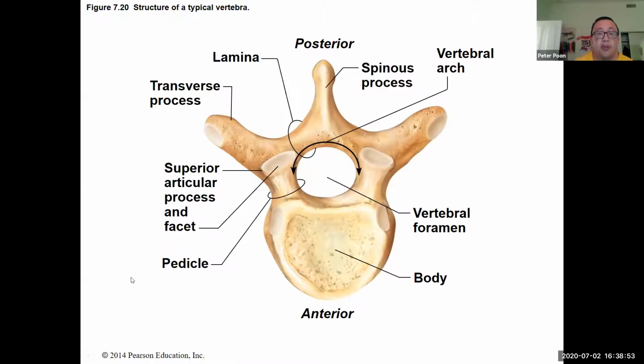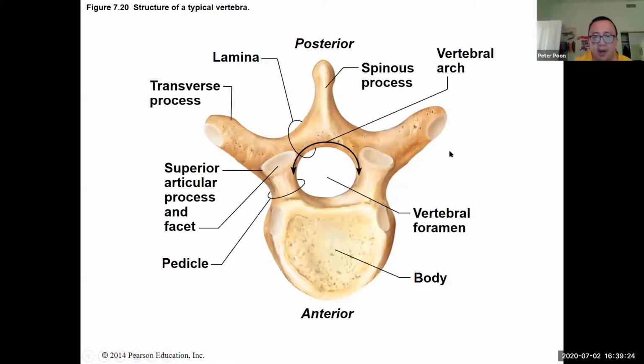The superior articular process. The inferior articular processes are right underneath, on the other side of the bone. The superior of one touches the inferior of the one above it. So the superior articular processes are here, and the inferior articular processes of the vertebrae above are there. This is how your vertebrae stack on top of each other.